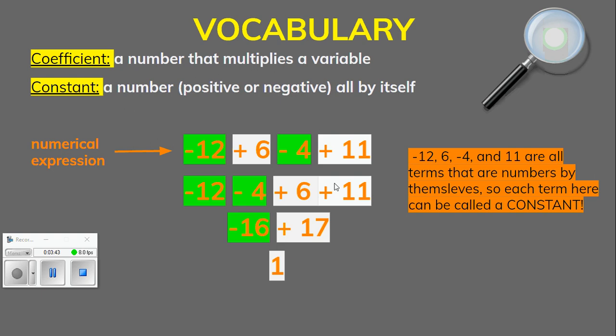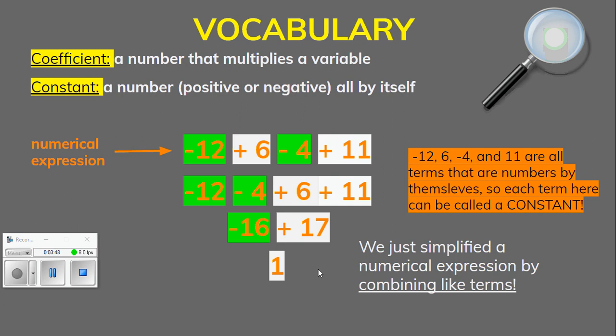So we have kind of already seen a little bit with combining like terms, okay? And that's what that's saying right there. We just simplified a numerical expression by combining like terms. Again, the green terms here were like because they were negative, and these white and orange ones here were positive.